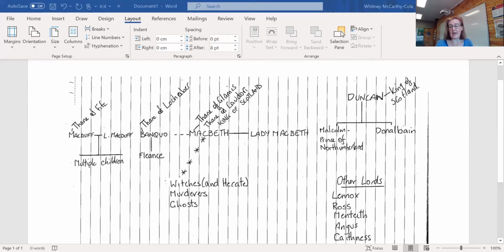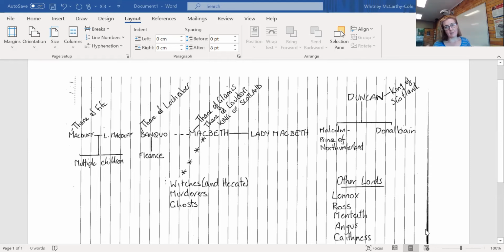So here is my character map. So this is really simple. And if I was creating something like this, I would probably actually do it on a big A3 sheet of paper so that I had plenty of room to move and I had plenty of space to add extra details. So this is very much a mud map of the characters. And the way that you create this needs to make sense to you.